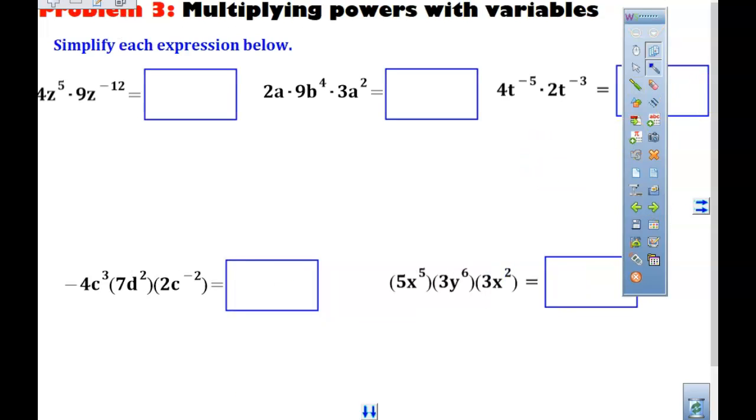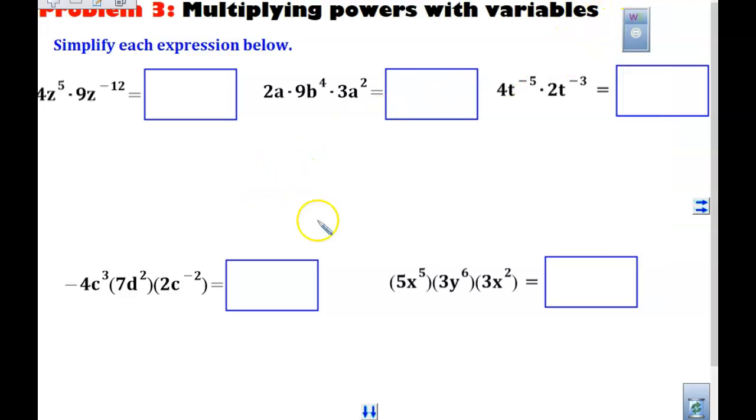Okay, we're going to look at that last page. So the last page, they get a little trickier, as you will see in your homework also. So when we take a look at this first one, we have 4z to the 5th times 9z to the negative 12. Rewrite your numbers first. That is 4 to the 1st, so 4 times 9. Then I'm going to regroup it and put 7 to the 5th and z to the 5th and z to the negative 12.